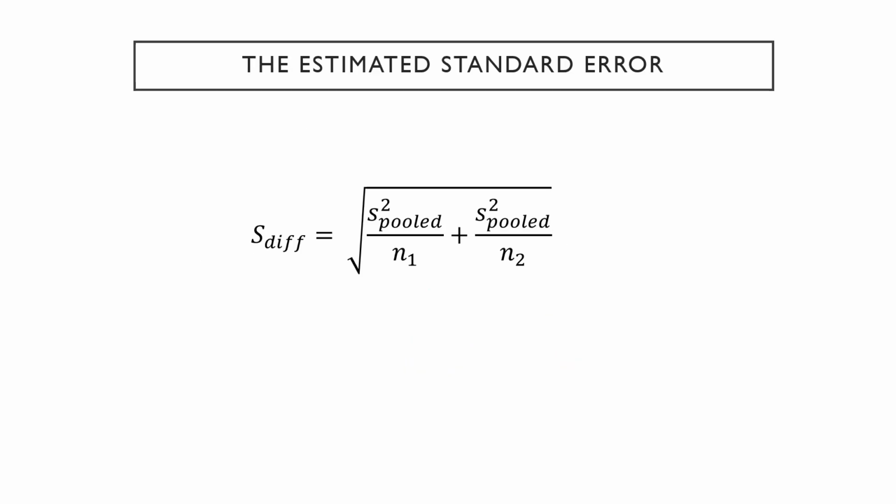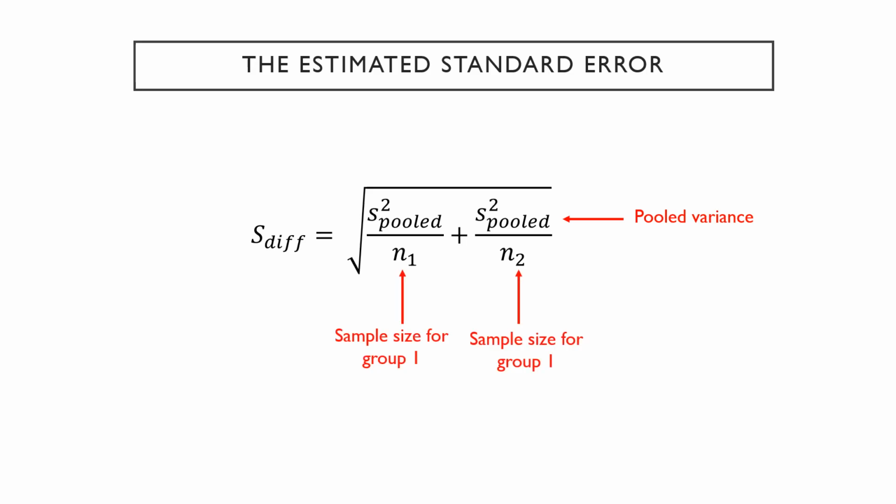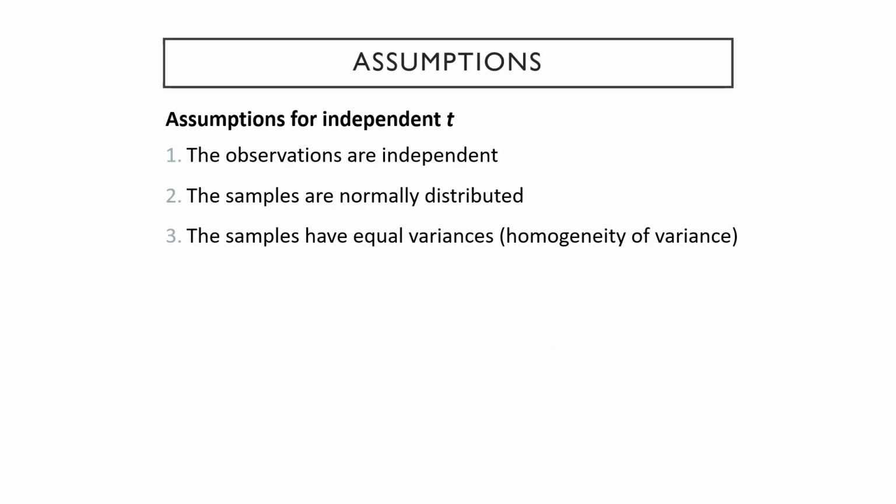And finally, with these steps completed, we can solve for the estimated standard error, which again we call S sub difference. The estimated standard error is the square root of the pooled variance divided by the sample size of group 1 plus the pooled variance divided by the sample size of group 2. So conceptually, we have the same standard error equation from before, but this time we're calculating the error for two groups together. There is one last thing we need to do before we solve for t, and that is check the assumptions of the test.